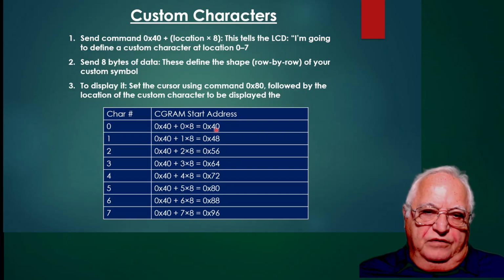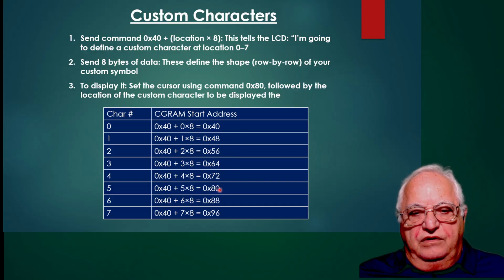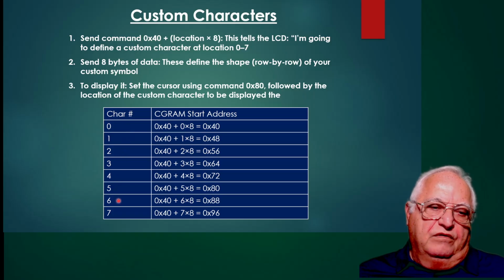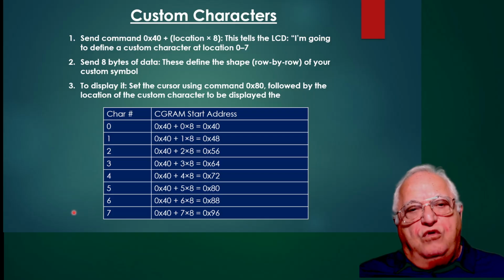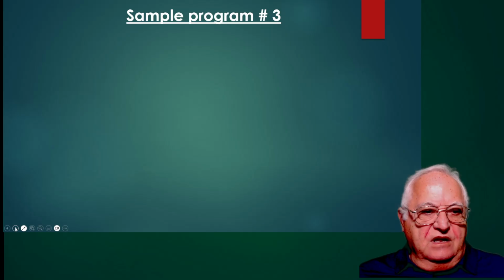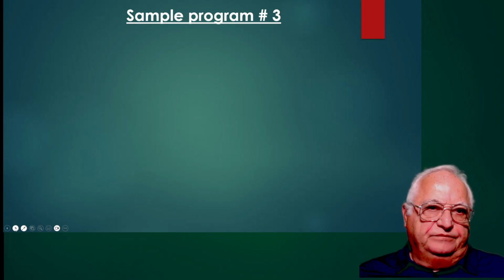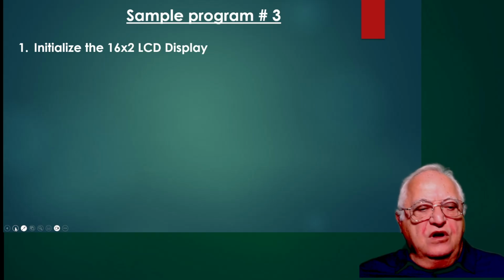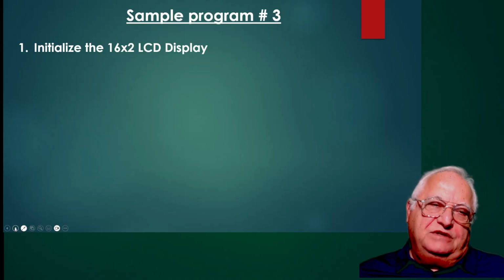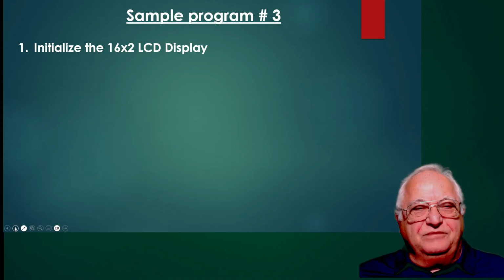So instead of sending 40, 48, 56, 64, and having to memorize that, we use this location times 8, and then you can use the location calling it 0, 1, 2, 3, 4, 5, 6, 7, which is more convenient. So let's go to the sample program. What we want to do is initialize our 16 by 2 display.